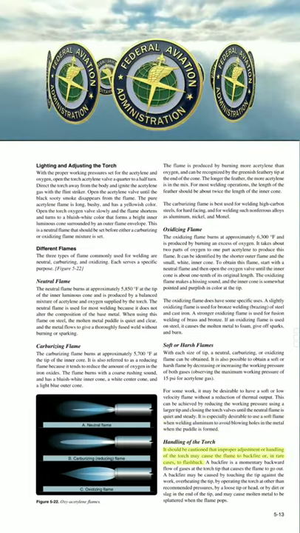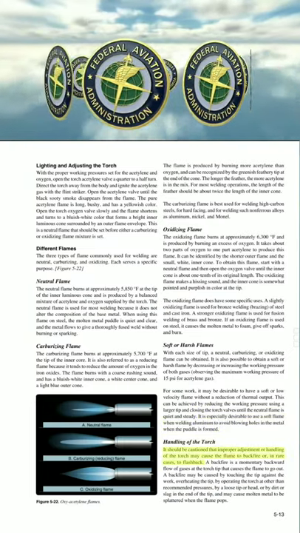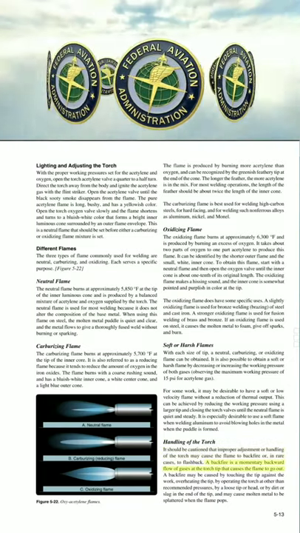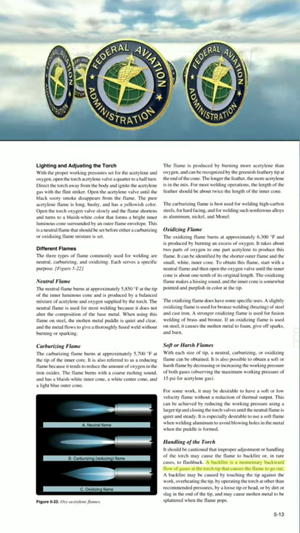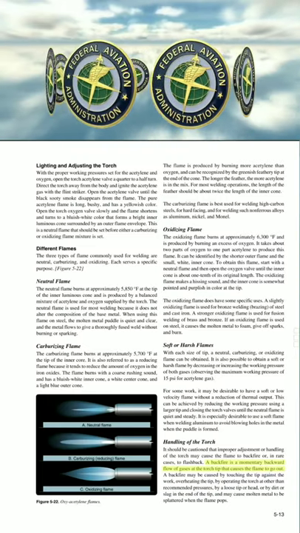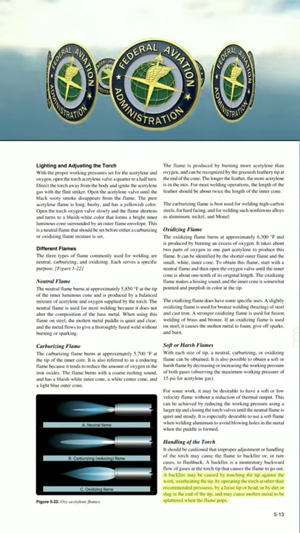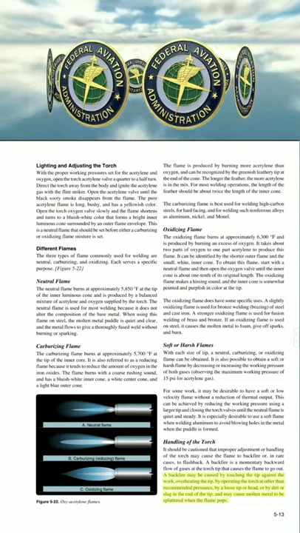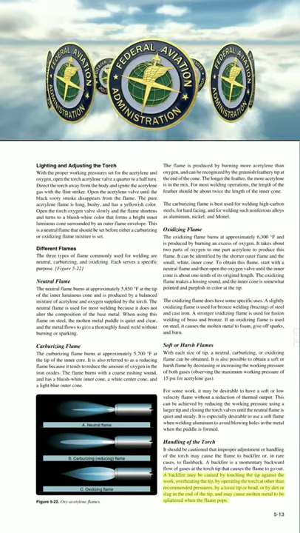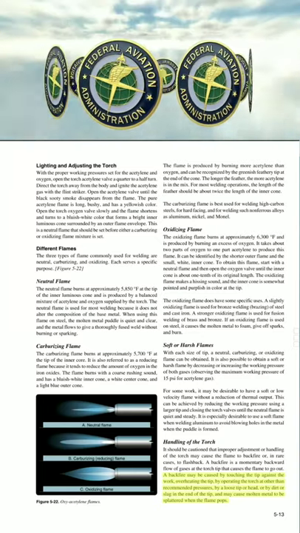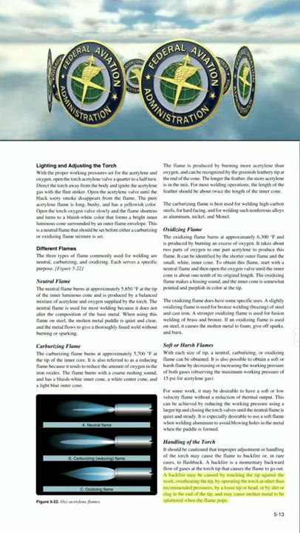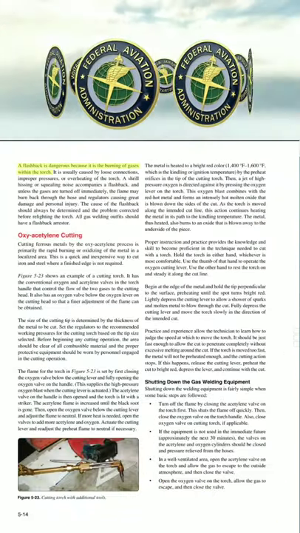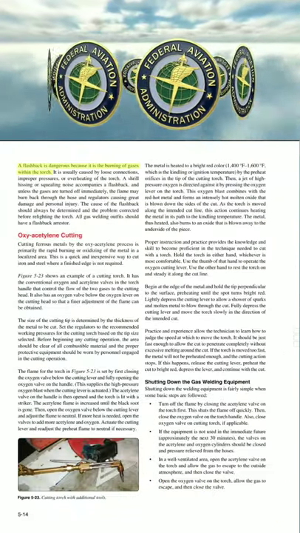Handling of the torch. It should be cautioned that improper adjustment or handling of the torch may cause the flame to backfire or, in rare cases, to flashback. A backfire is a momentary backward flow of gases at the torch tip that causes the flame to go out. A backfire may be caused by touching the tip against the work, overheating the tip, by operating the torch at other than recommended pressures, by a loose tip or head, or by dirt or slack in the end of the tip, and may cause molten metal to be splattered when the flame pops. 5-13. A flashback is dangerous because it is the burning of gases within the torch.